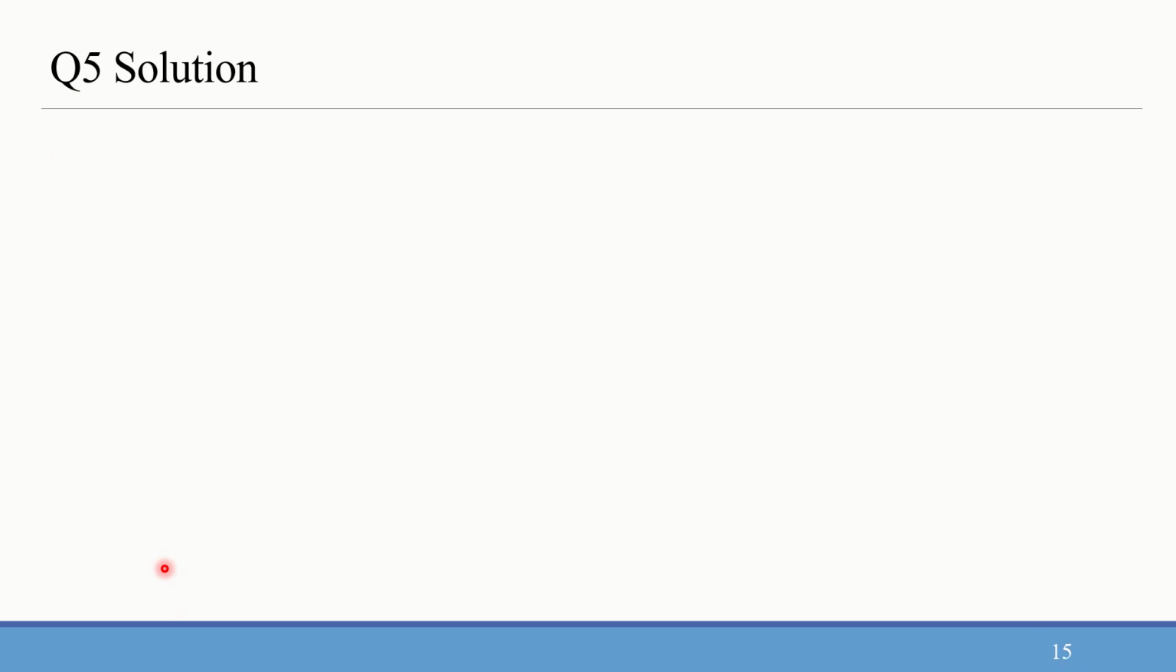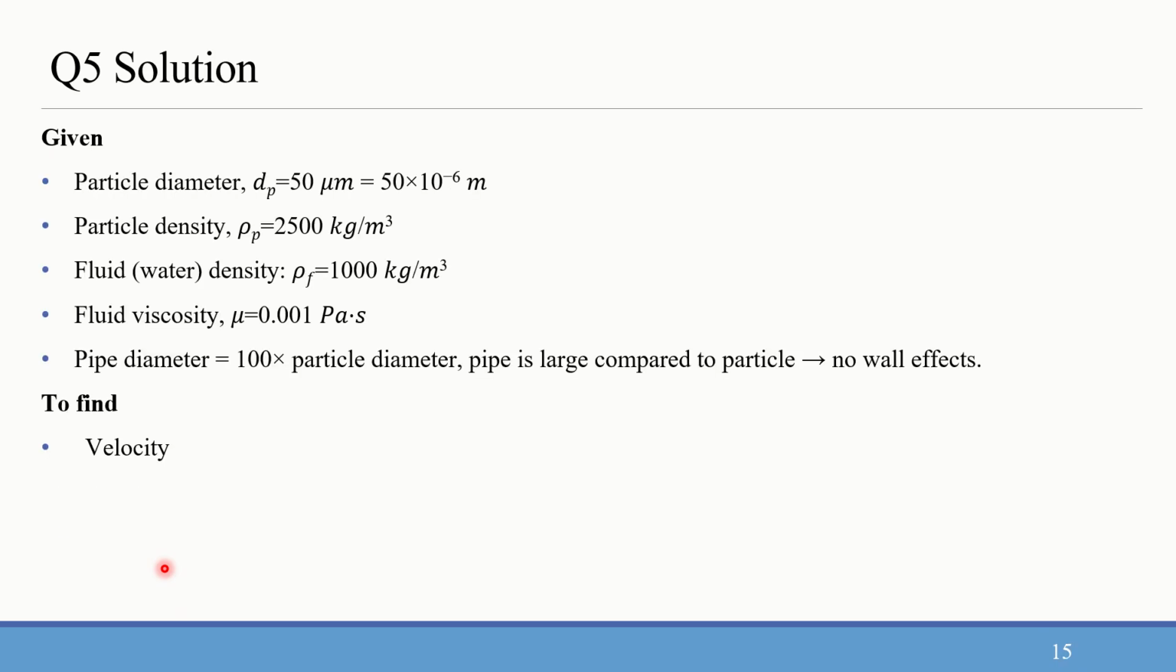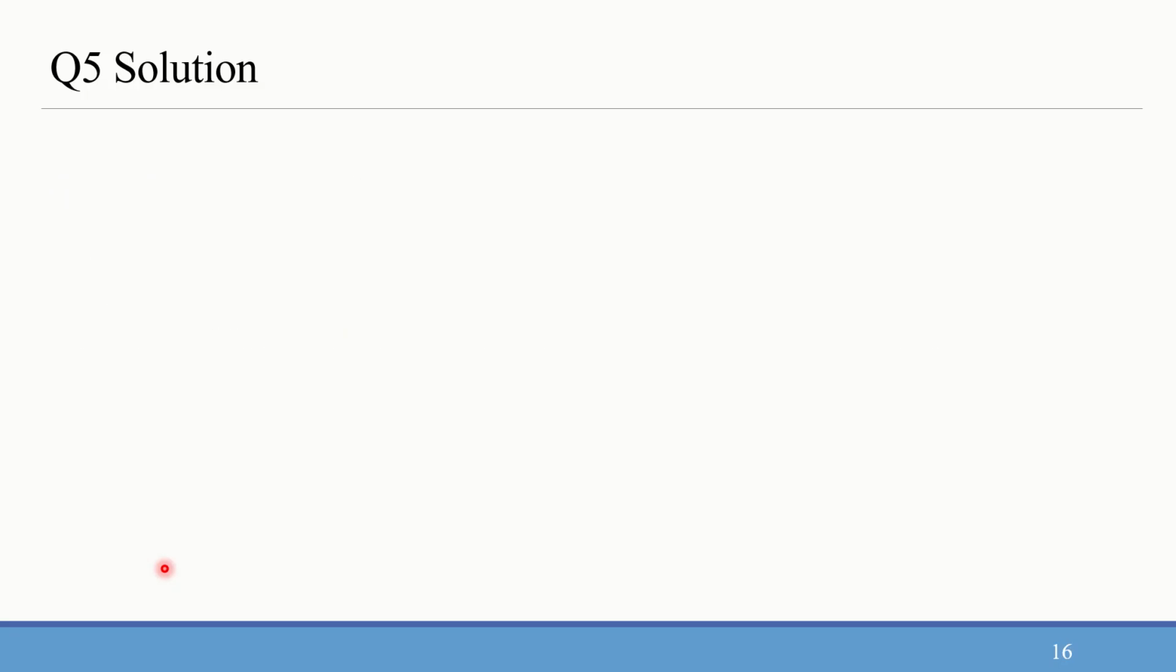Maximum water velocity. The formula is again like the terminal settling velocity formula only. Vt is equal to (rho p minus rho f) into g into dp square by 18 mu. So now we have to substitute everything. Vt is equal to rho p minus rho f.